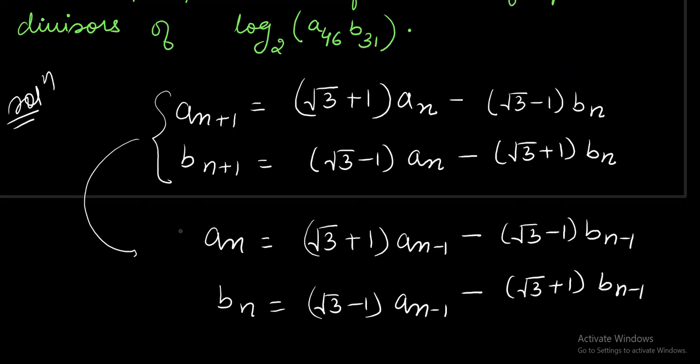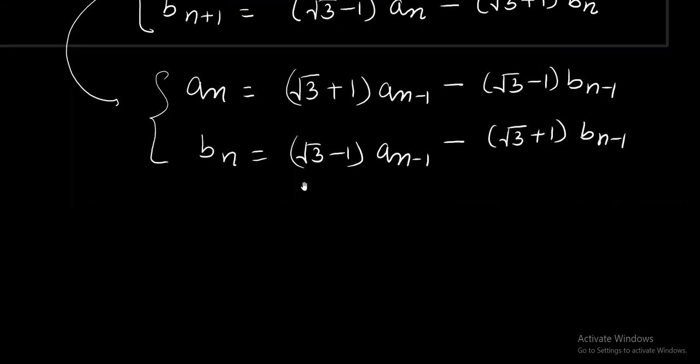Now, when you look at these two equations, you will realize that An and Bn both are being represented in the form of An minus 1 and Bn minus 1. That is, An and Bn are represented in the form of just two variables. So I'm going to represent the two equations in the matrix form.